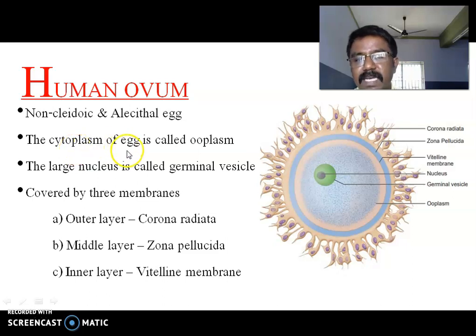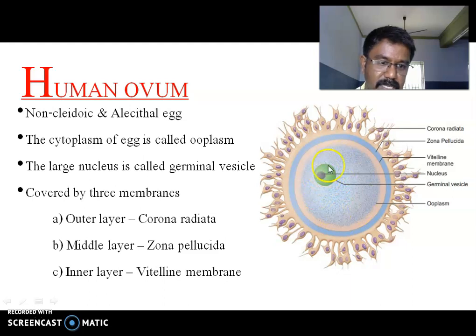The cytoplasm of the egg is called ooplasm. This region is called ooplasm. The large nucleus is called the germinal vesicle. The germinal vesicle is covered by 3 membranes: outer, middle, inner. Outer layer, middle layer, inner layer. It is a very important 3-layer structure.